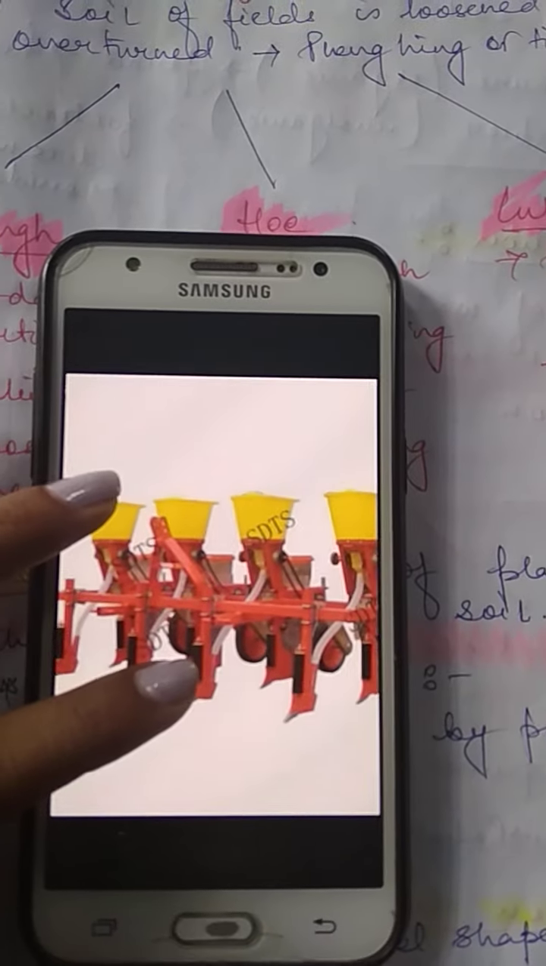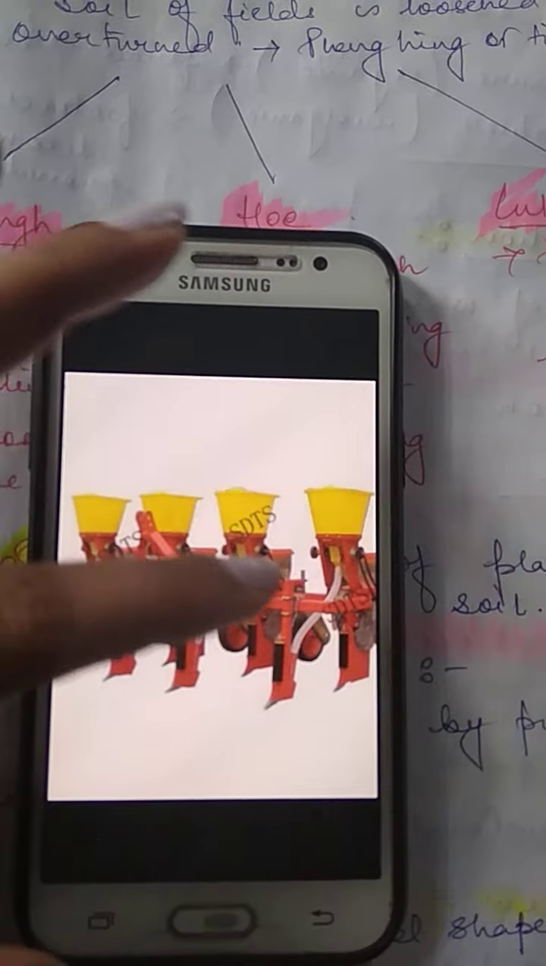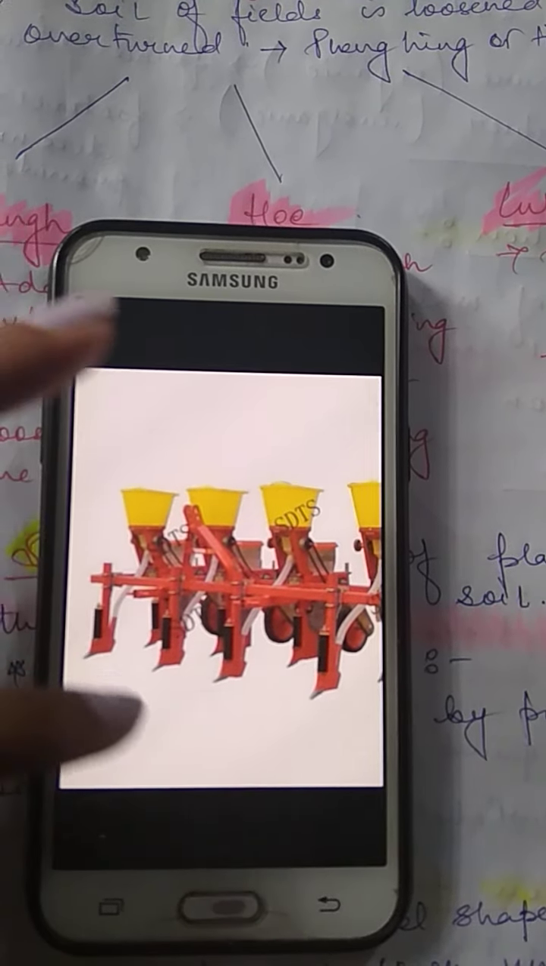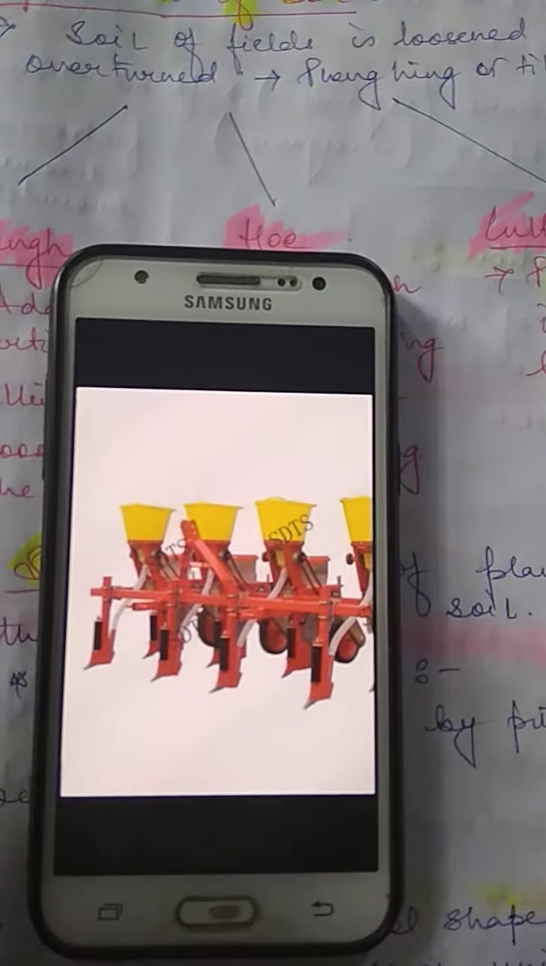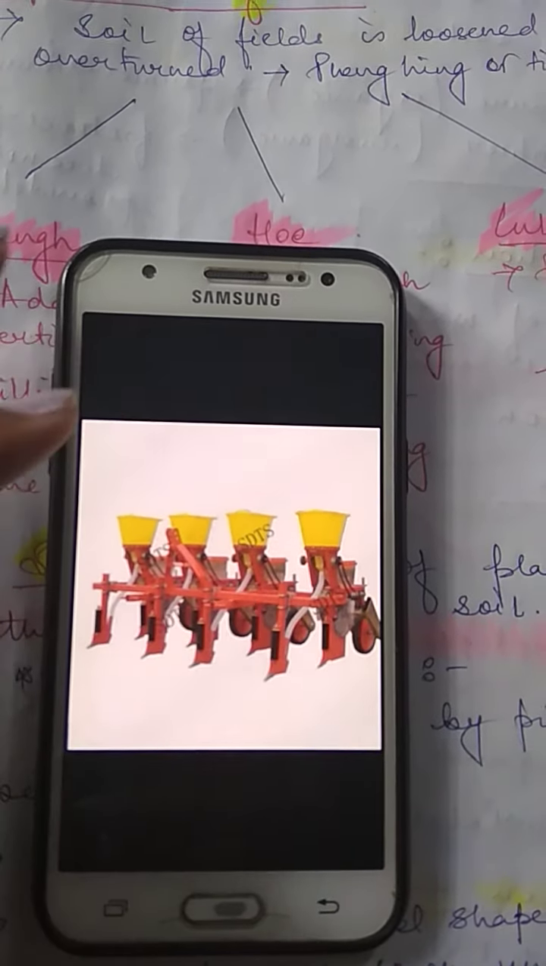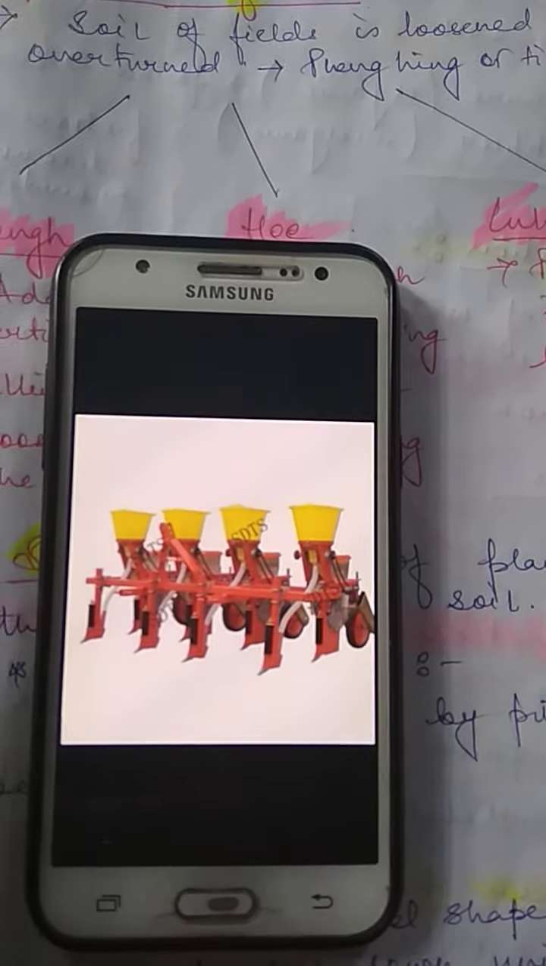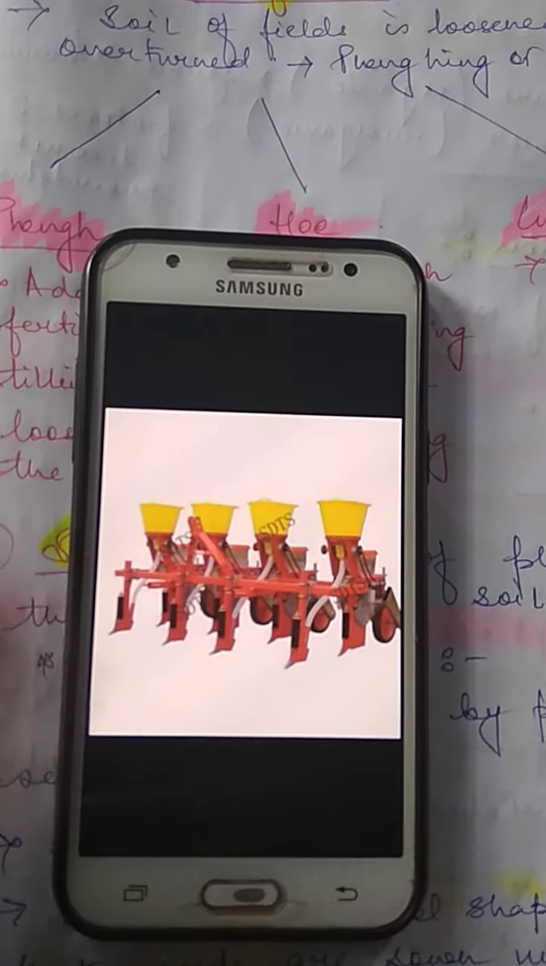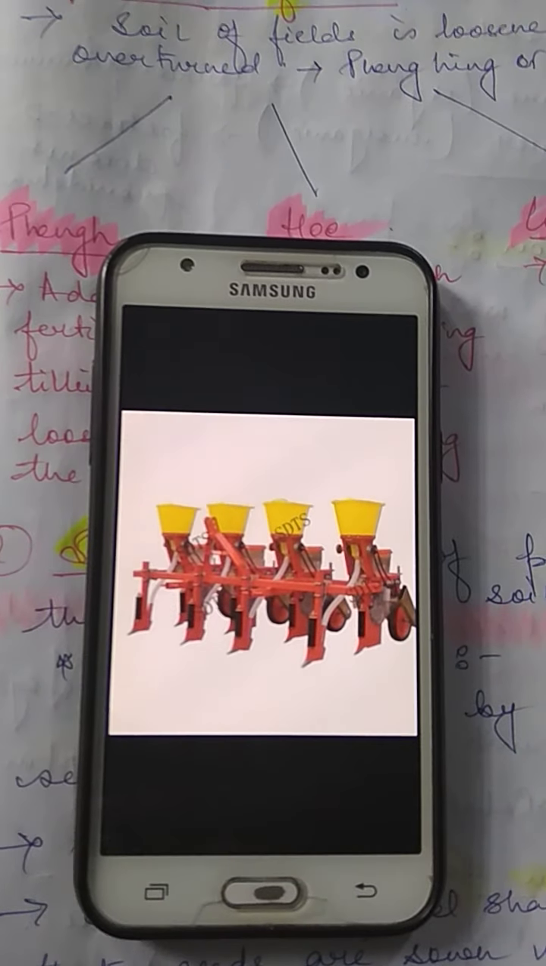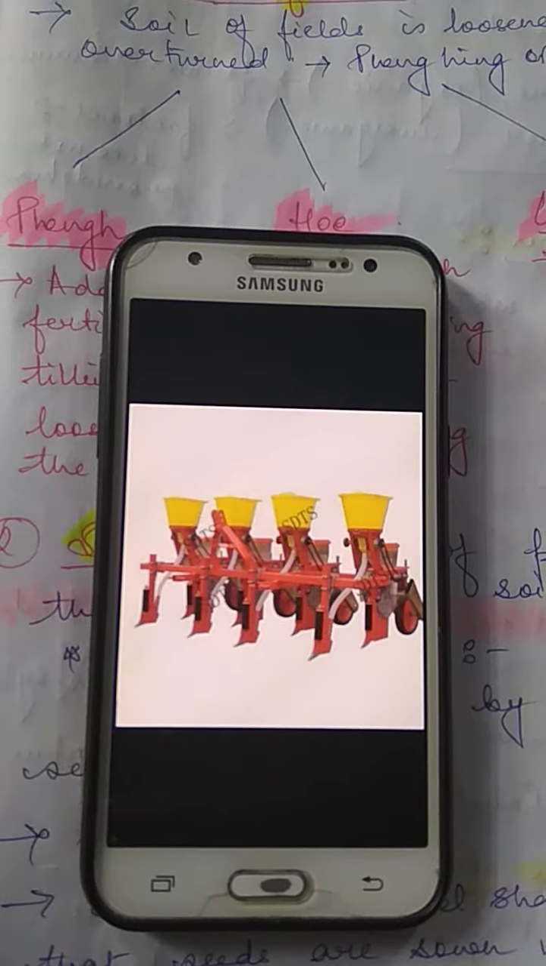Probably a seed drill looks like this. Your seeds are here, you put the seeds in, and then the seeds will be dropped on the fields in one proper row so that the seeds are not wasted, whereas in broadcasting you just throw away the seeds, so it can cause a lot of wastage of seeds also.